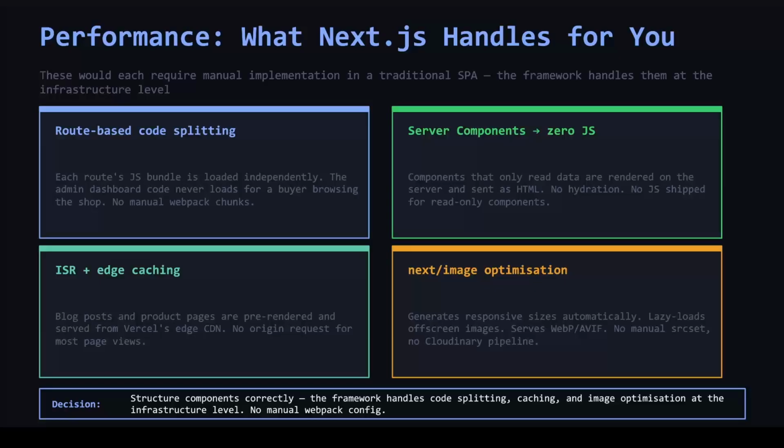We have Next image optimization. Generates responsive sizes automatically. Lazy loads off-screen images. Serves WebP and AVIF. No manual srcset. No Cloudinary pipeline. The decision: structure components correctly. The framework handles code splitting, caching, and image optimization at the infrastructure level. No manual Webpack config needed.